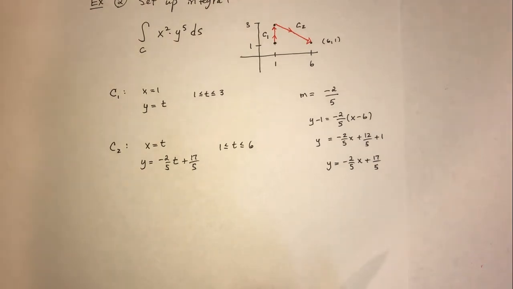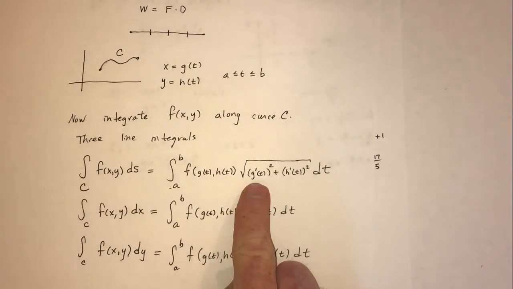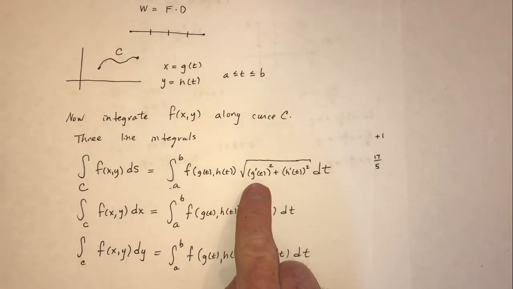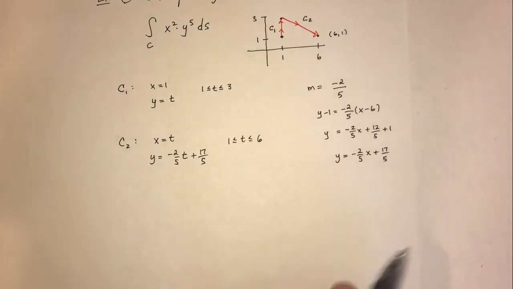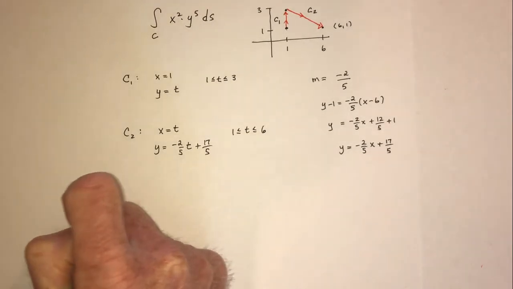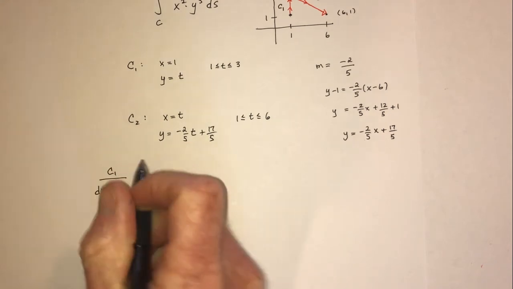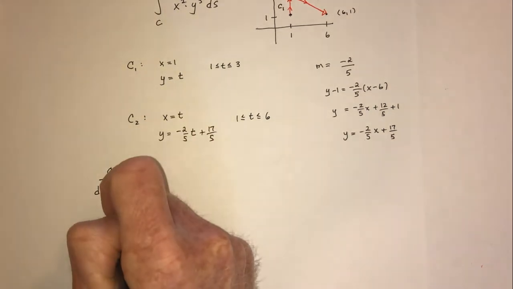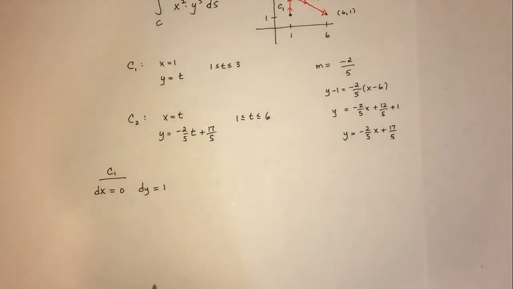Now, remember that the first formula means we need to do this. Take each derivative, square it, add them, and put a square root. So we're going to need to know each derivative, and we're going to need to do it for each curve. So for curve 1, the derivative of x is going to be 0. The derivative of y is equal to 1.